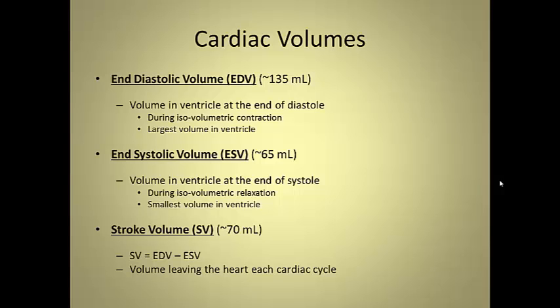Now, if you subtract ESV from EDV, you end up with stroke volume. So that's the amount of blood that's leaving the heart each cardiac cycle. We expect that to be about 70 milliliters. And those will be the volumes we're primarily dealing with.